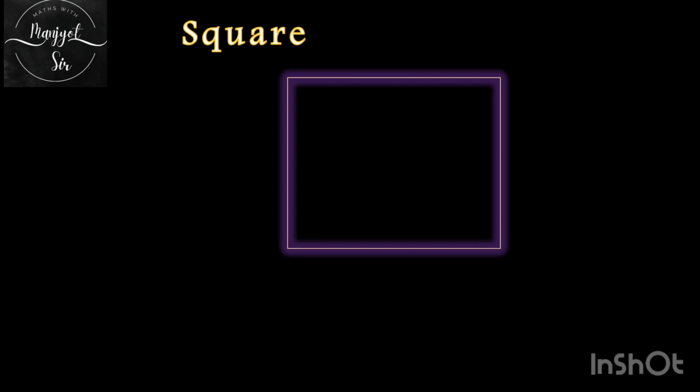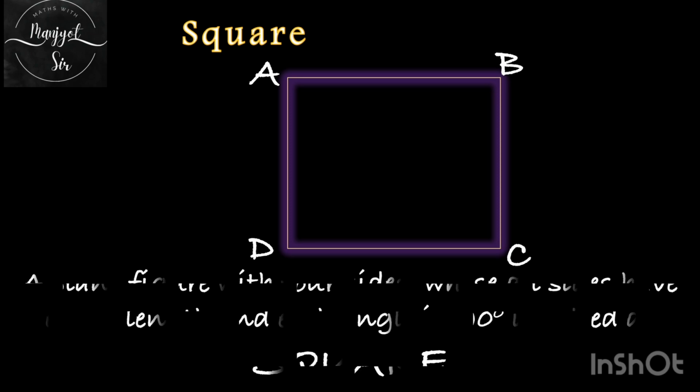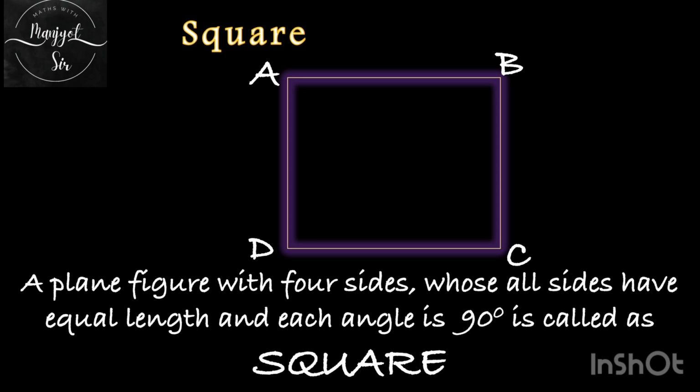See, now understand what is a square. Observe here on screen. I've drawn one quadrilateral with four sides and let's name it ABCD. Now if you observe this quadrilateral, all sides are equal. So it is a plane figure with four sides whose all sides are equal in length and each angle is 90 degrees. So what is a square? A plane figure with four sides whose all sides have equal length and each angle is 90 degrees is called a square. So remember, this is very important.